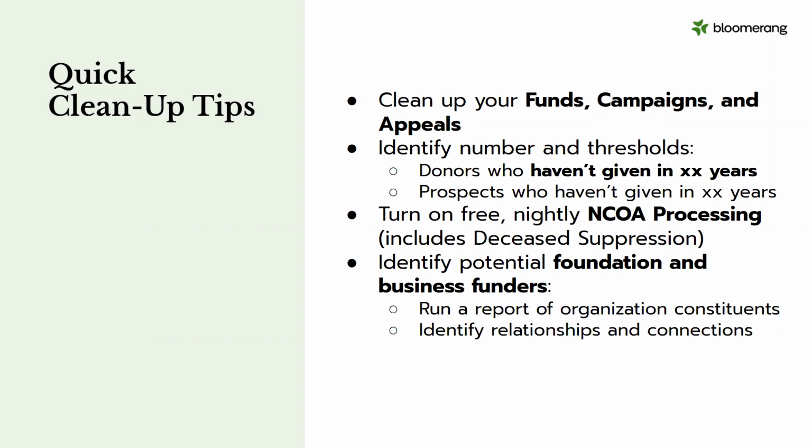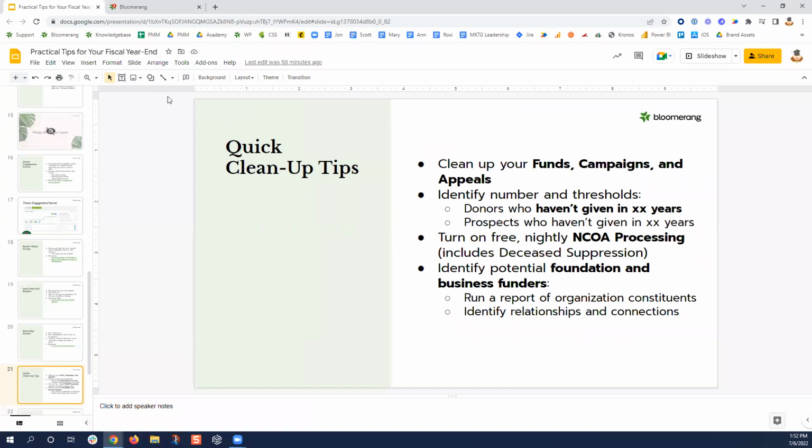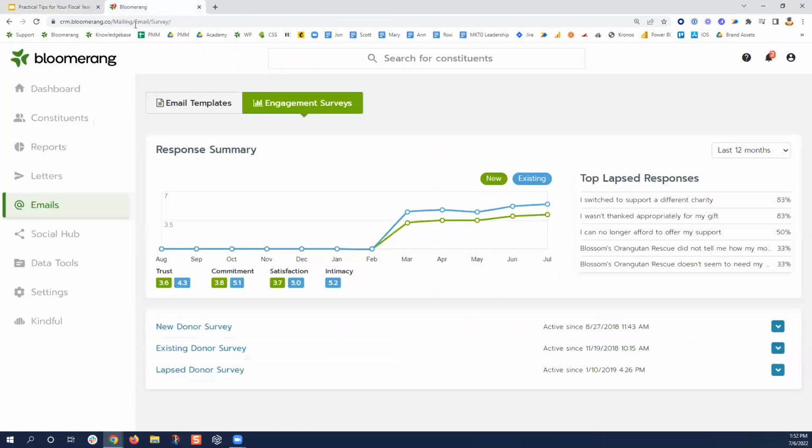It also comes with deceased suppression. If our NCOA processing finds a first name, last name plus address match for a deceased constituent, it will add a tag to that donor that says they are deceased, so that you can remove them from your mailings. This is free if you have a standard database in Bloomerang, or if you have Grow plus True Givers. All you need to do is turn it on.